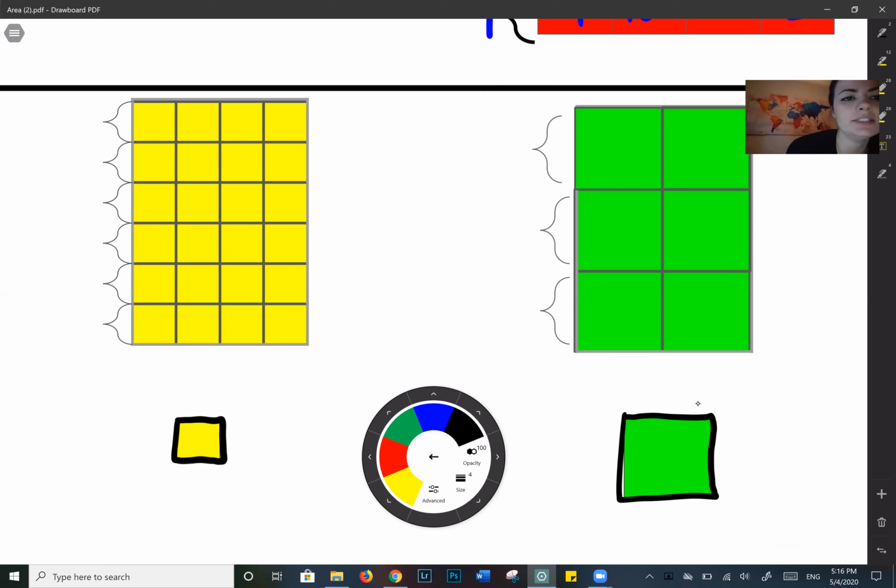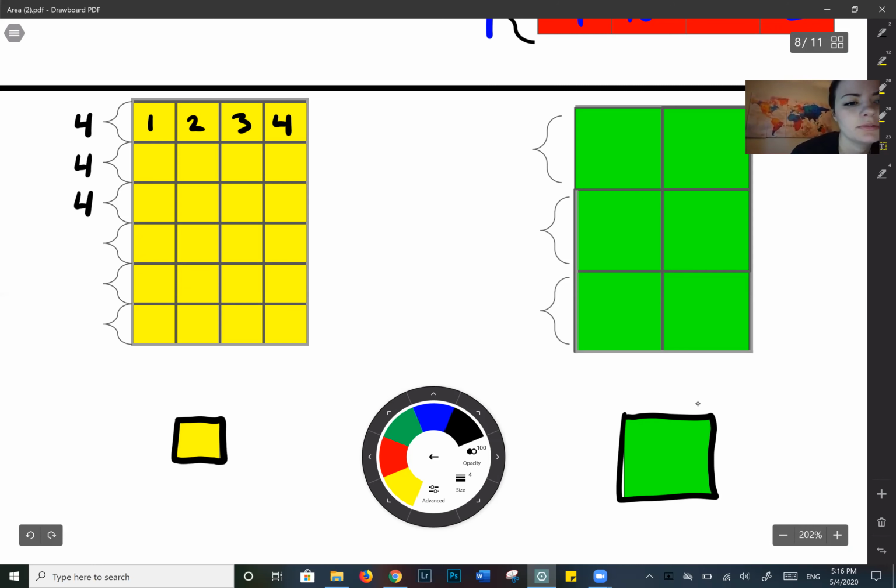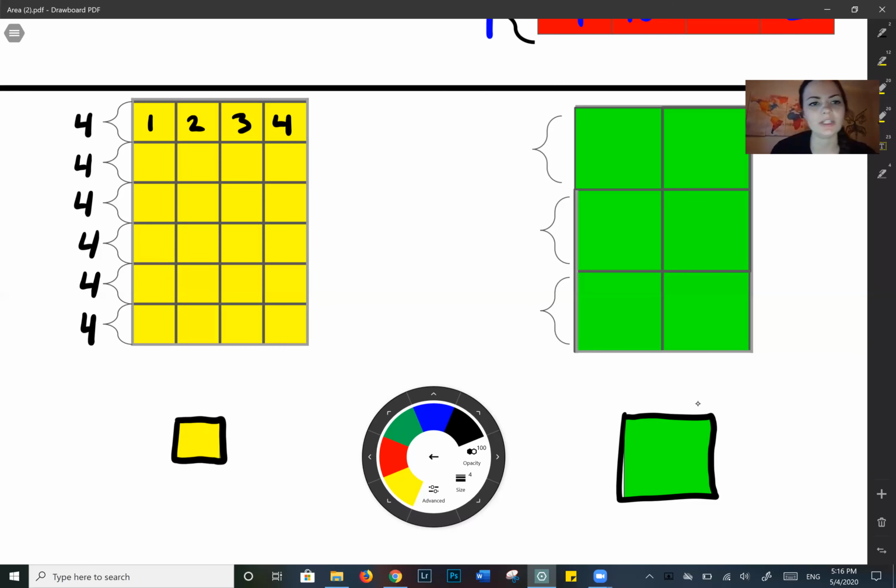We have how many square units here? First of all, we have 1, 2, 3, 4. So we have 4. And now we know that every single one has 4. So we can do it that way where we add all of them together with our repeated addition. So we would get 4 plus 4 plus 4 plus 4 plus 4 plus 4.